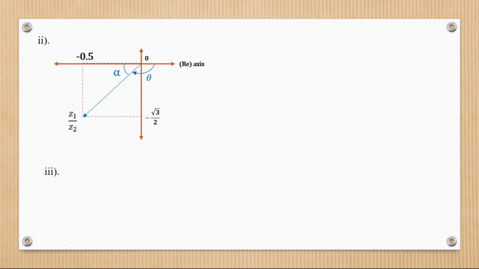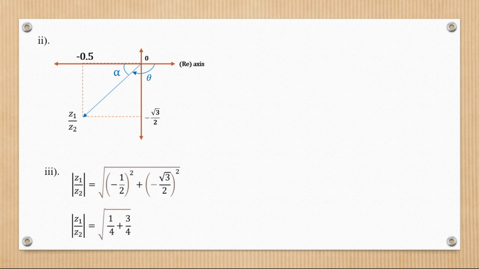Alright, so part 3, we're being asked to find the modulus of that. So as you can see, we know that the modulus is simply equal to that in that formula. So we know that negative a half squared is 1 over 4, and negative root 3 over 2 squared is 3 over 4. As you can see now, when we add those two fractions, we end up with 4 over 4, of which now that becomes root 1, and root 1 is equal to 1.